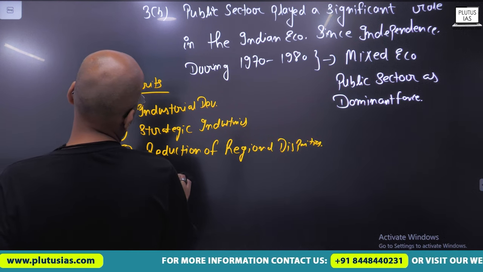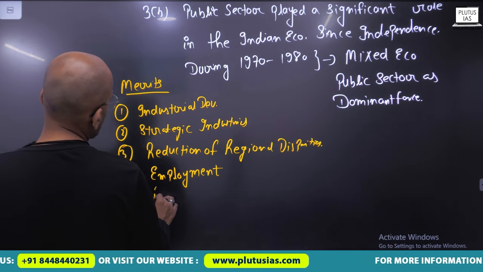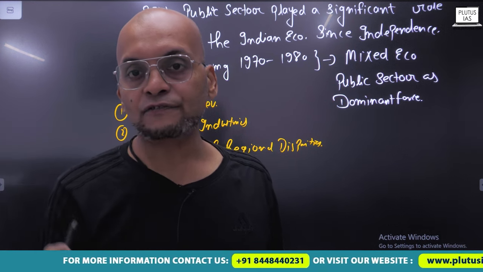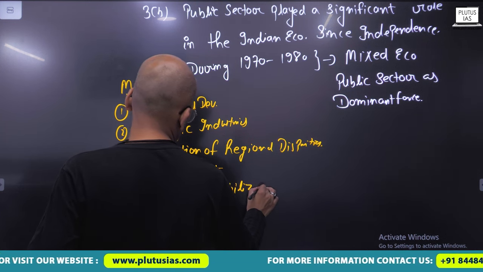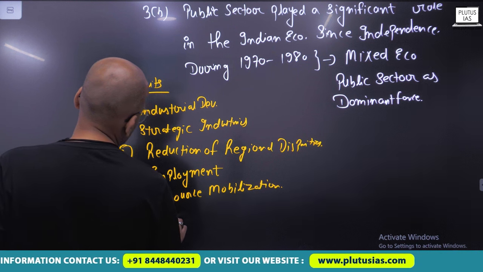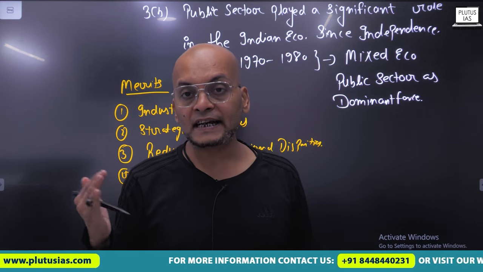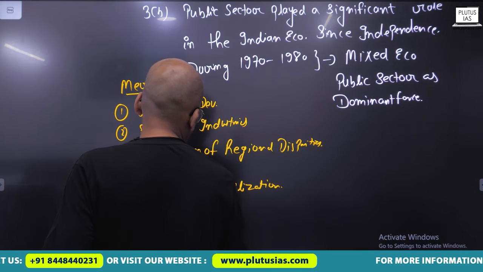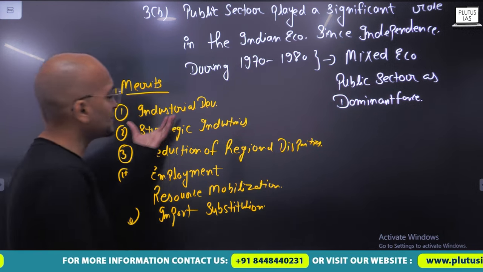Then you can say, obviously it provided employment to a huge chunk of our population. Resource mobilization, obviously. The produce of these industries reached the far-flung areas of the country. Import substitution. These industries developed products, even those used in our day-to-day life. So no need to import those products. This served as a substitute for import. Getting me? So all these are the merits of it.